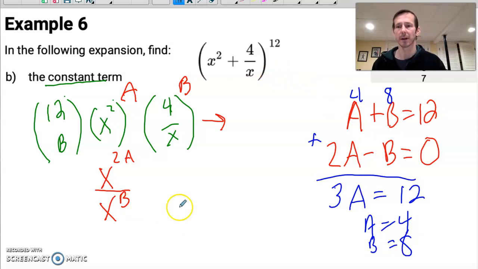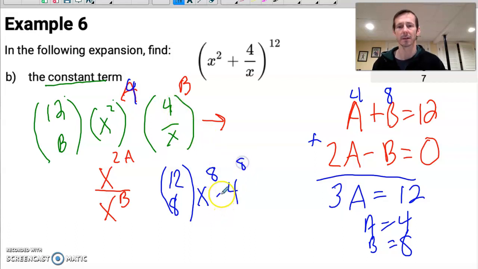So now I can come back over here, and I can find this. My answer would be 12 choose 8, and it would be x to the, again, if a is 4, and if I put a 4 up here, I would have x to the 8th, and then this would become times 4 to the 8th over, and if that's an 8, it applies down there, x to the 8th. So you can see, I just wanted to make sure you believe me, these are going to cancel out. So 12 choose 8, 4 to the 8 is my constant term.